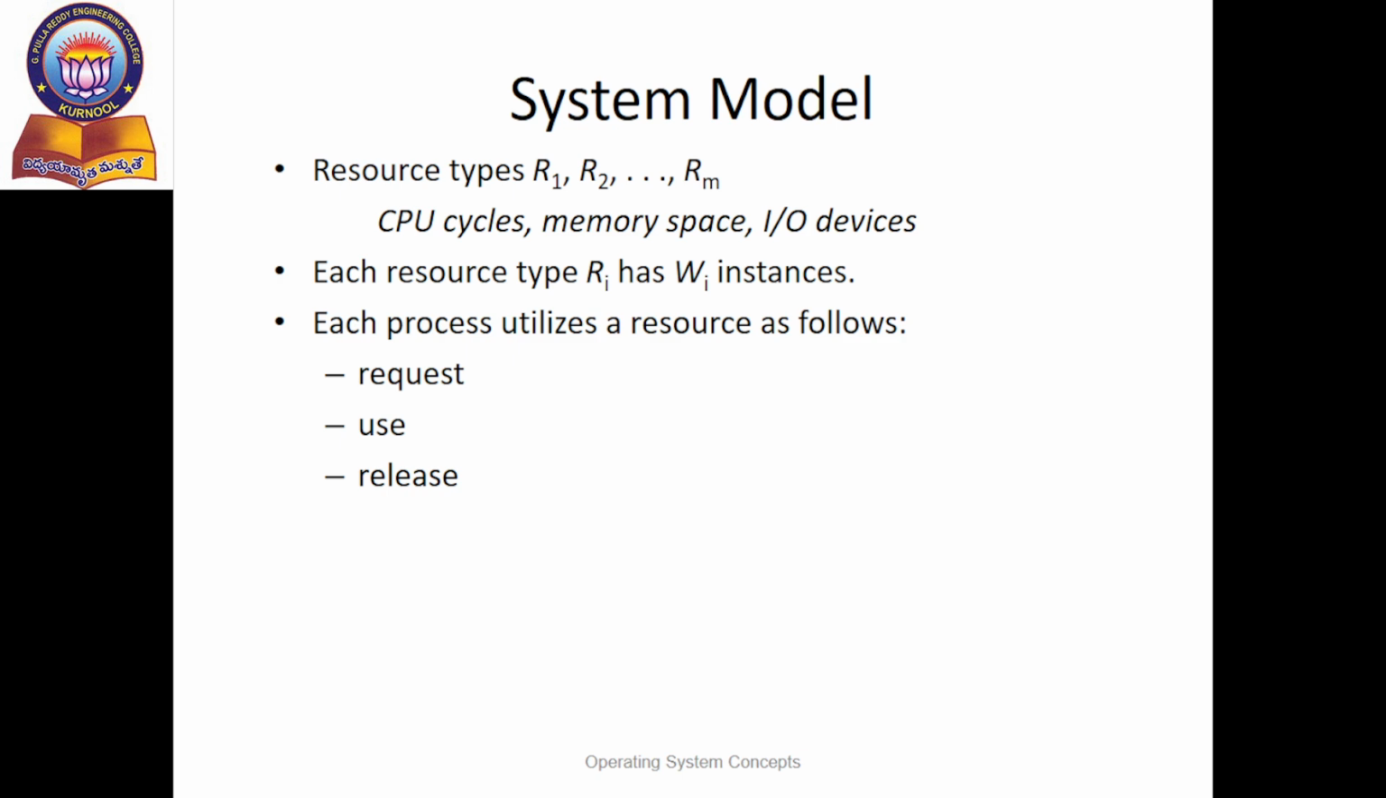Request, use and release. What is request? Each and every process, in order to start its execution, has to request for a resource. As soon as it gets the resource, it has to use that resource. After that usage is completed, it has to release that resource. So these particular events will occur. Whatever the process may be, in order to complete its execution, this is the set of events that actually occurs.